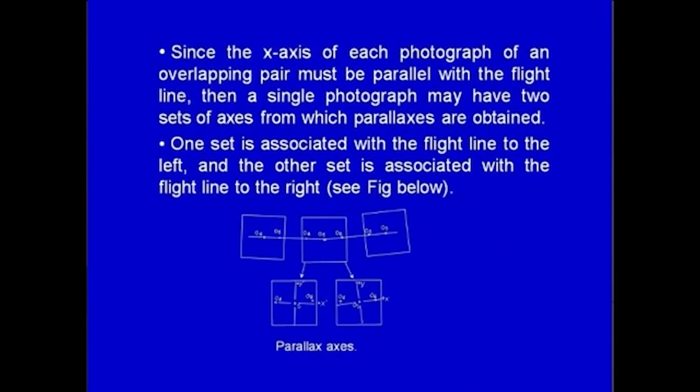Since the x axis of each photograph of an overlapping pair must be parallel with the flight line, a single photograph may have two sets of axes from which parallaxes are obtained. One set is associated with the flight line to the left and the other set is associated with the flight line to the right. The figure below illustrates the concept of representing flight line on consecutive photographs.